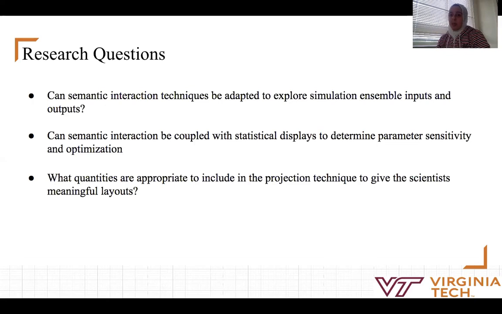So for this paper, we have a couple of research questions. Can semantic interaction technique be adopted to explore simulation inputs and output parameters? Can semantic interaction be coupled with statistical displays to determine parameter sensitivity and optimization? What quantities are appropriate to include in the projection to give scientists meaningful layouts that would lead to meaningful insights?